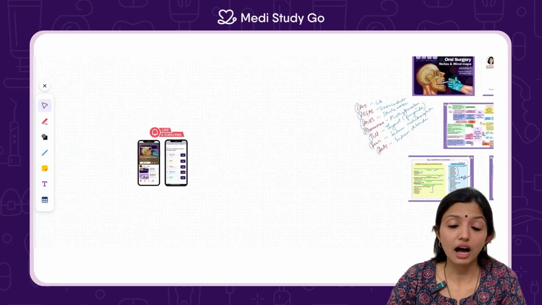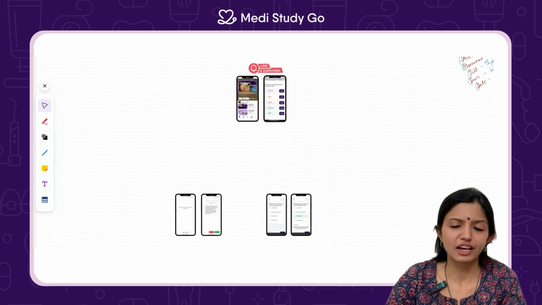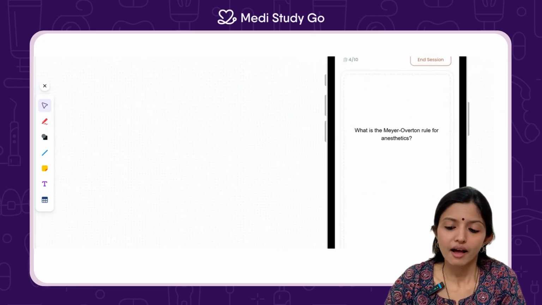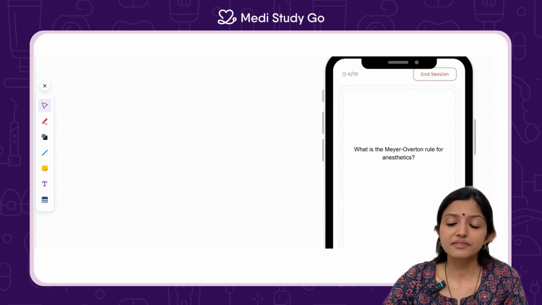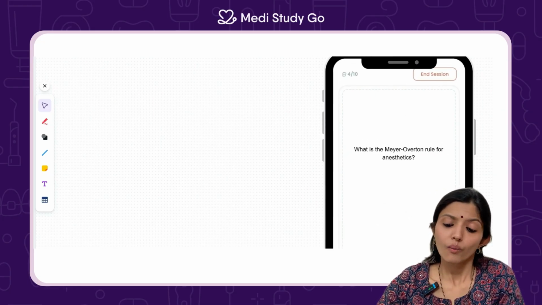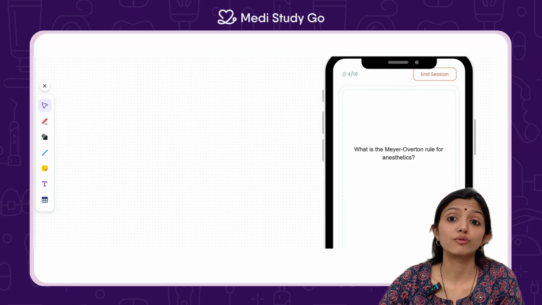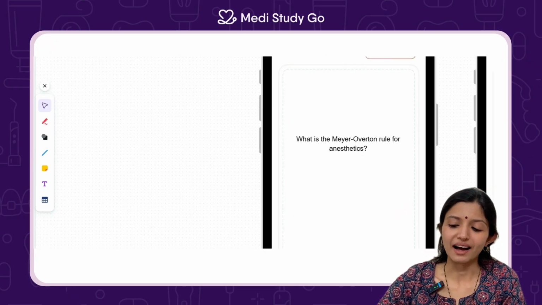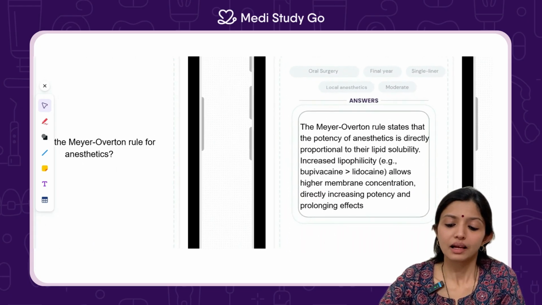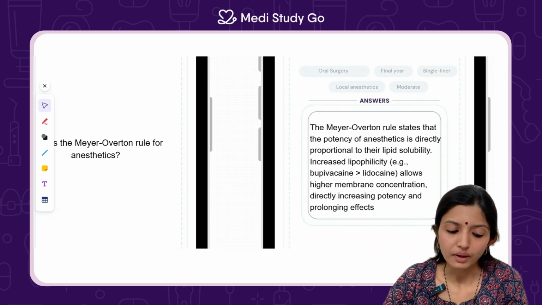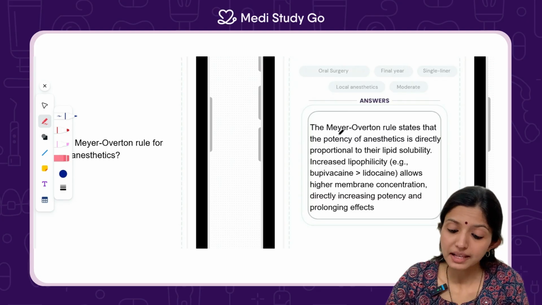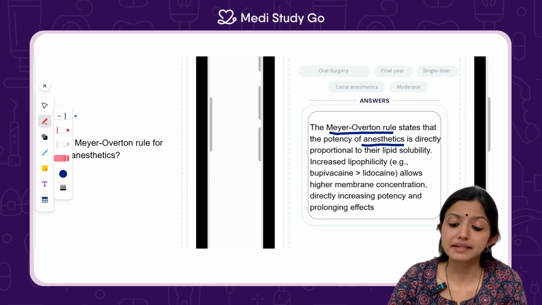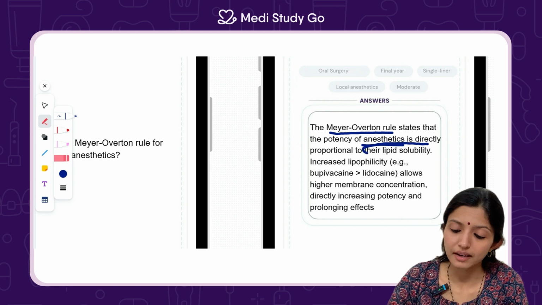So now, to test your knowledge, we have a unique feature in our app wherein we have the flashcards. So let us try to see this flashcard. What is the Meyer Overton rule for local anesthetics? Let me tell you the answer. It is over here. The Meyer Overton rule states that the potency of the local anesthetics is directly proportional to their lipid solubility.